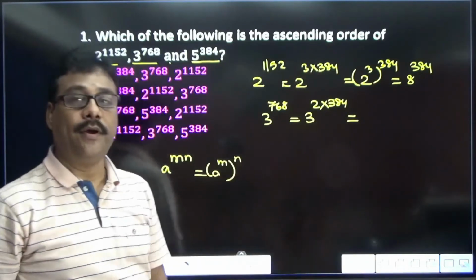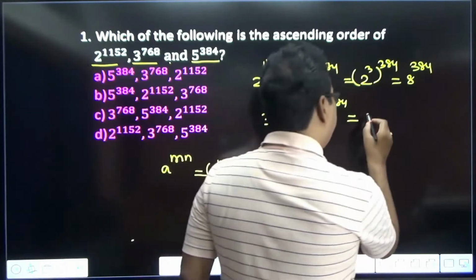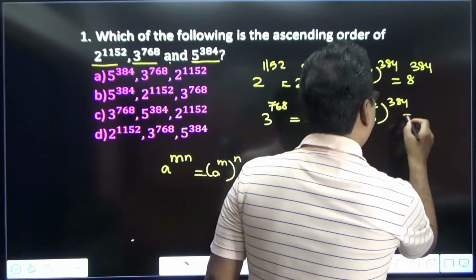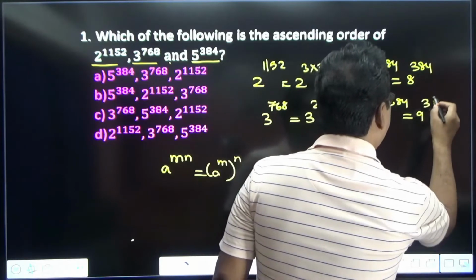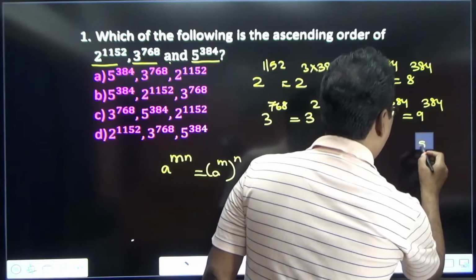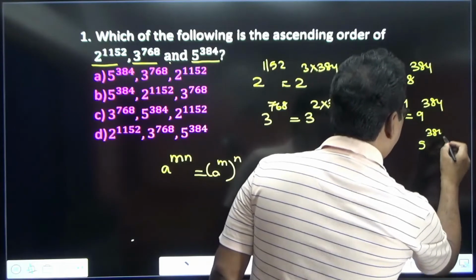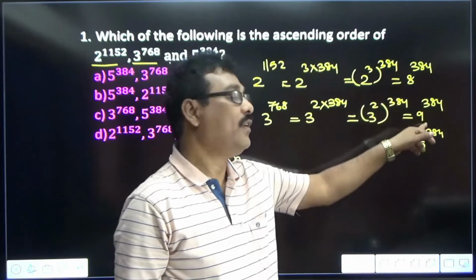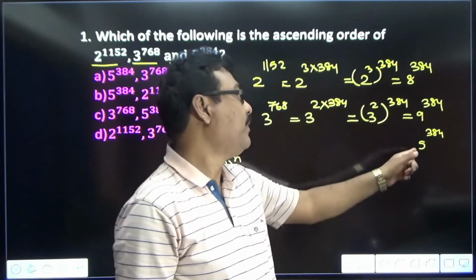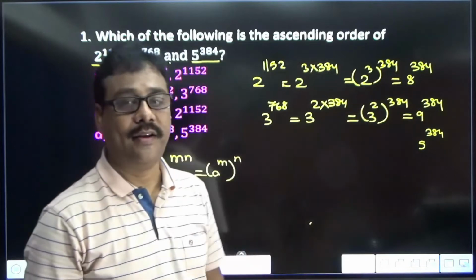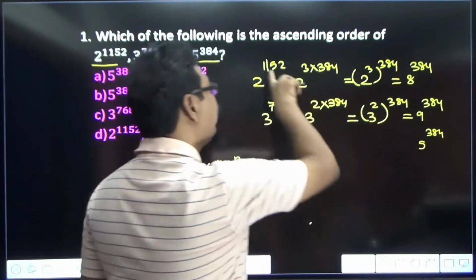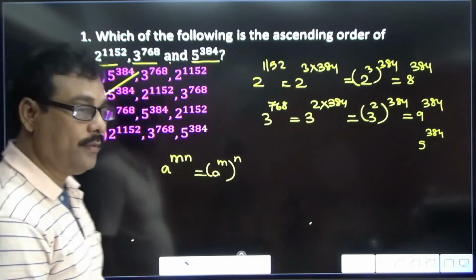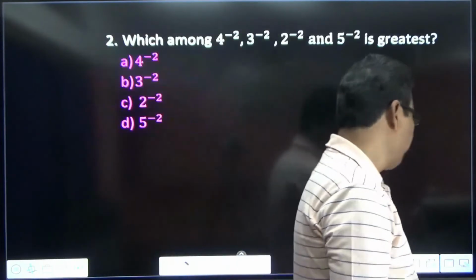Next, for this one I can write 3 square to the power 384, which will be 9 to the power 384, and the last one is of course 5 to the power 384. So I can see this is the least one, then the next one is this one, then the next one is this one, because 5 is less than 8 and 8 is less than 9. So this is first, this is second, this is third, which is given in option B. Okay? Now let's go to the next one.